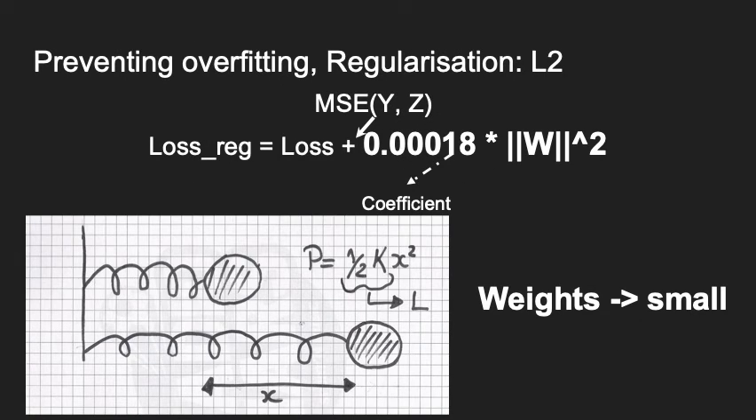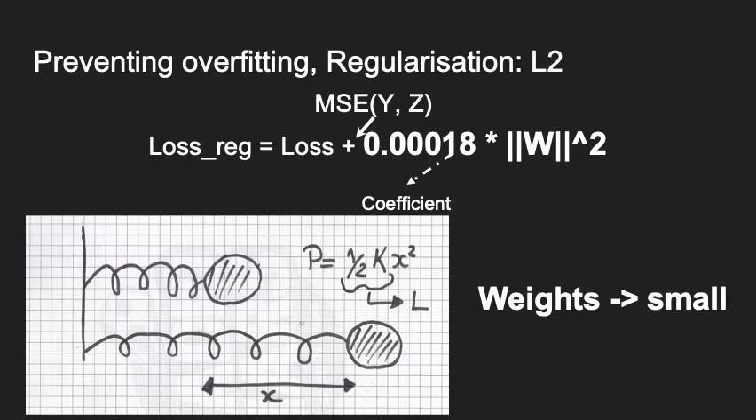L1 regularization is a bit harsh because the weights tend to collapse to zero, and that can create problems. For example, neurons whose weights go to zero will have their value go to zero as well, and then you lose these neurons forever.